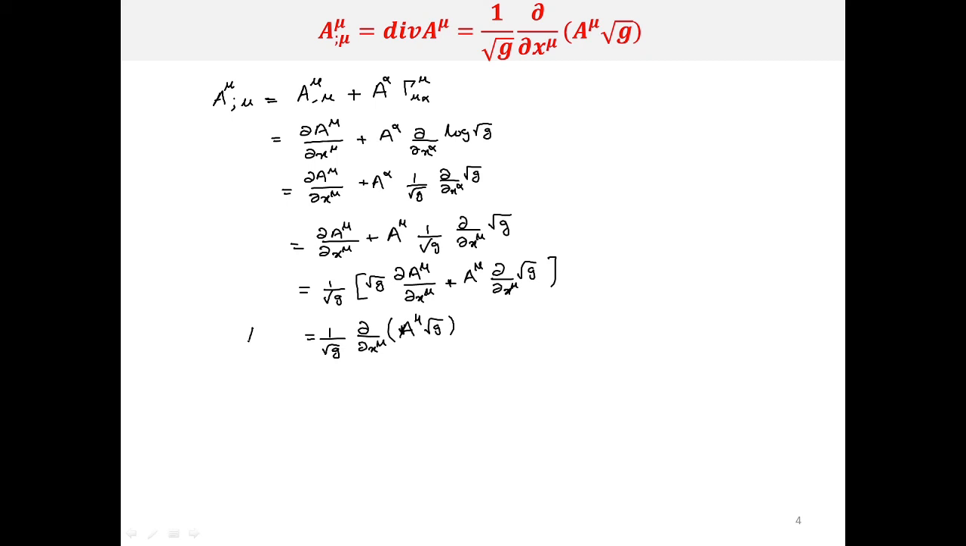Okay, so this is the divergence of the tensor. So this is another useful result.